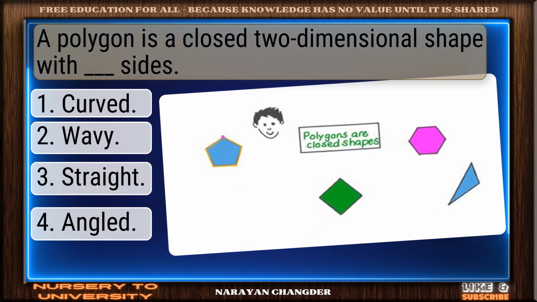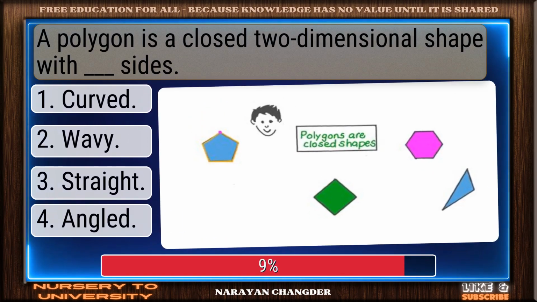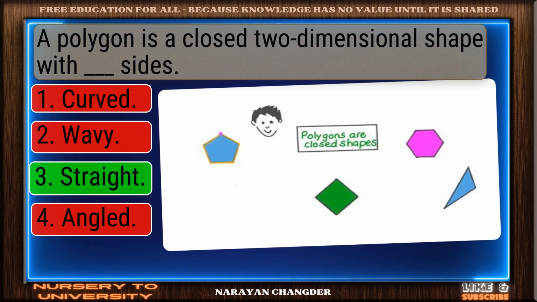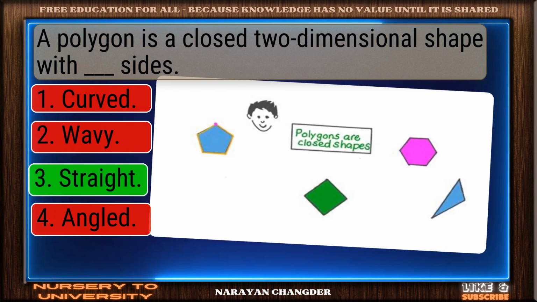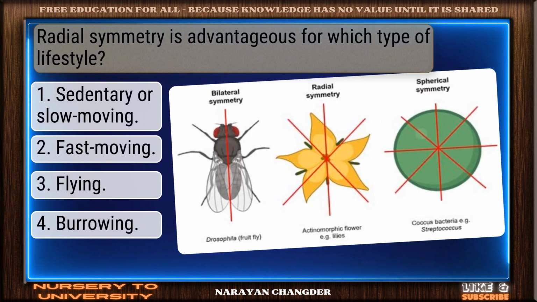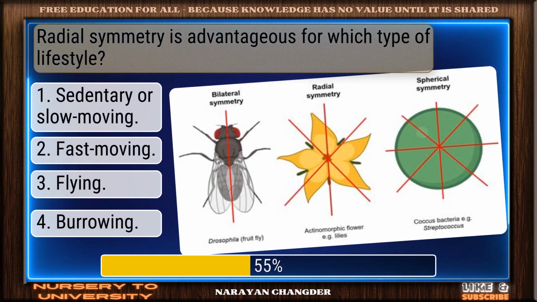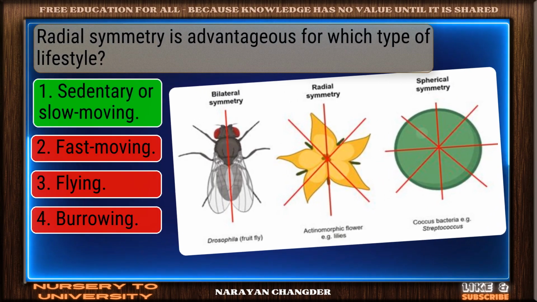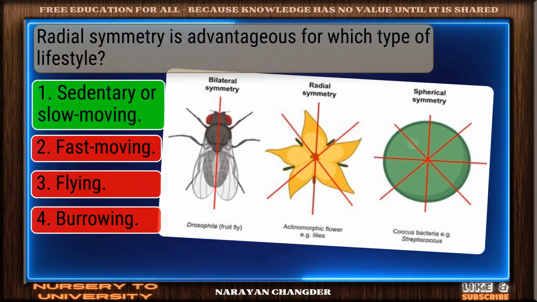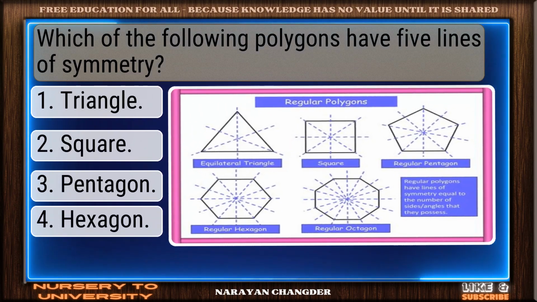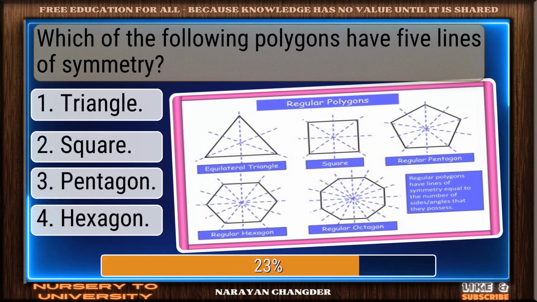A polygon is a closed two-dimensional shape with dashed sides. Exactly. Straight makes sense, and it is the right choice. Radial symmetry is advantageous for which type of lifestyle? Right choice. Sedentary or slow-moving is the best answer. Which of the following polygons have 5 lines of symmetry?